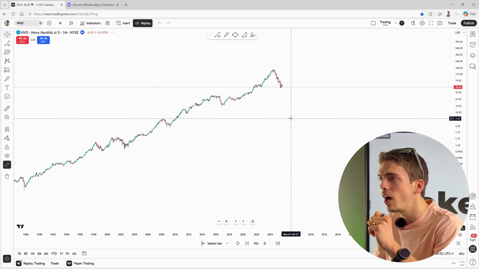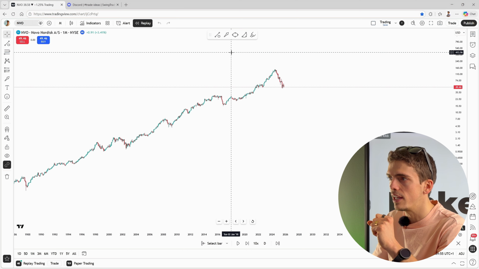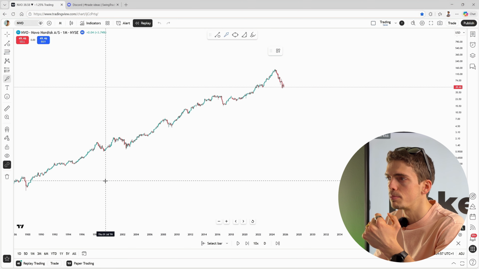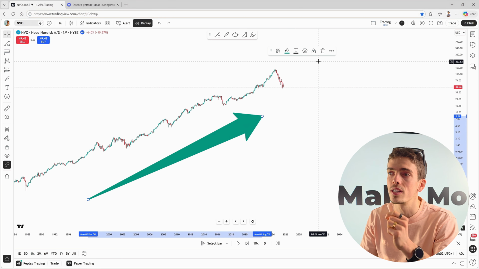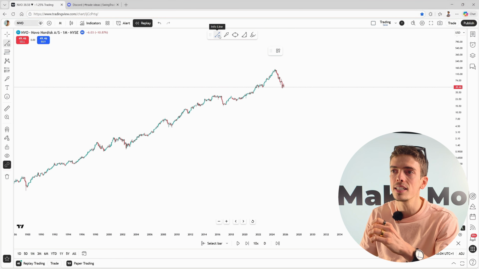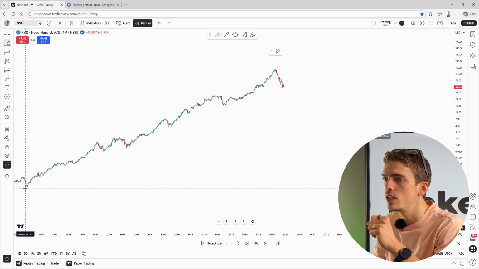You can see we are taking a look here at the chart of NVO. You know the simple 3-step process. First, we have to identify the underlying trend, which on NVO is clearly towards the upside. Second, we actually have to take a look here at structure.